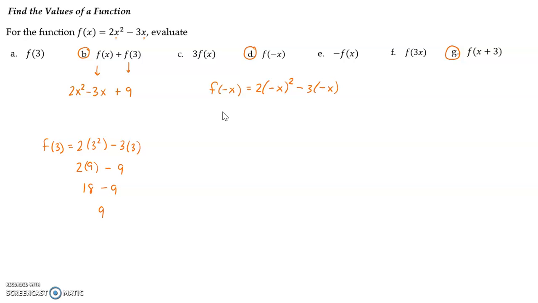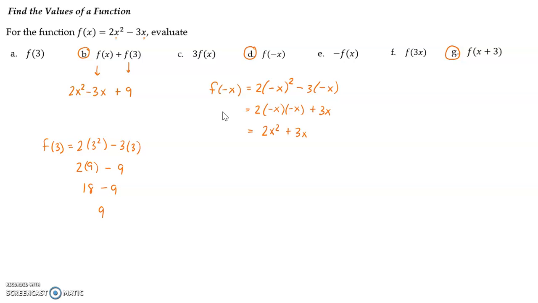So keep in mind, when we've got negative x, this whole thing squared, that's the same thing as saying negative x times a negative x, which is going to give us a positive x squared. We'll keep the 2 out in front. And we have a minus 3 times our negative x, which is going to give us a positive 3x at the end. So our final answer here is going to be 2x squared plus 3x.